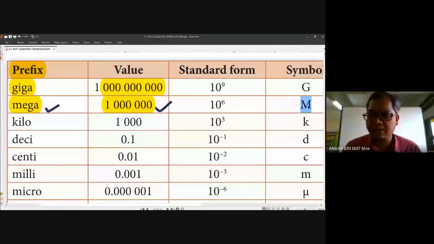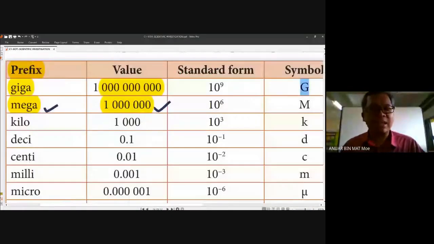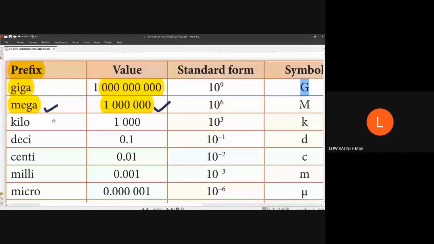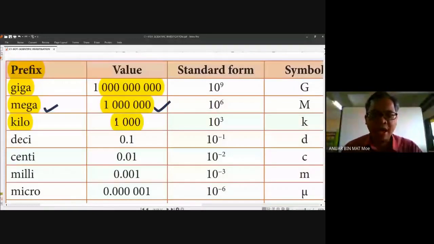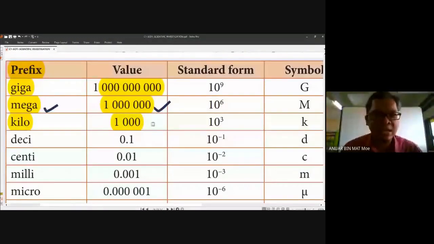Giga is G. How about kilo? You have heard kilo so many times, right? What is the value of kilo? 1,000. Yes, this is very common. For example, the SI unit for mass is kilogram, meaning that it has 1,000 gram. I think you already learned this in primary school, so we just do some revision. The standard form of kilo is 10 to the power of 3, and the symbol is small k.